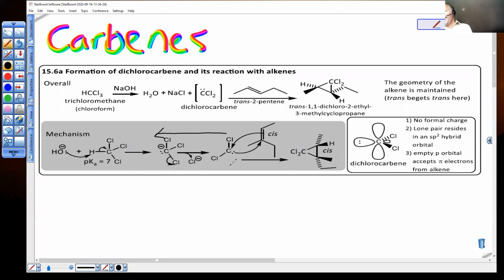You get a little bit of this dichlorocarbene. Now, why would that happen to create a carbon that clearly has an octet violation? You do not see that very often. There would have to be something that helps stabilize that species.